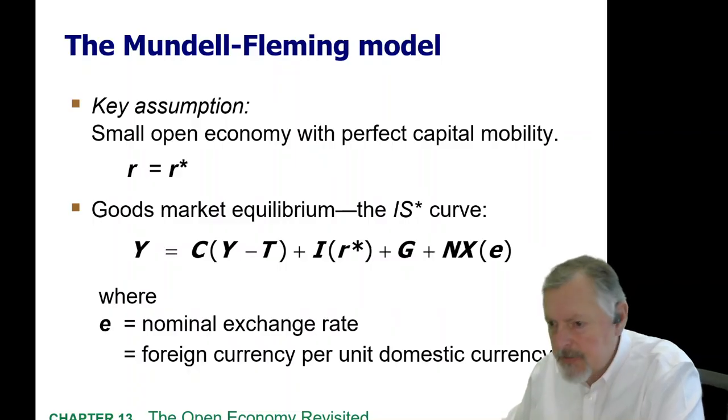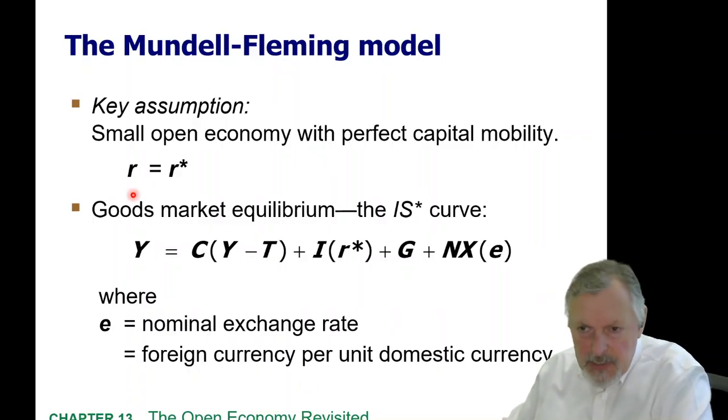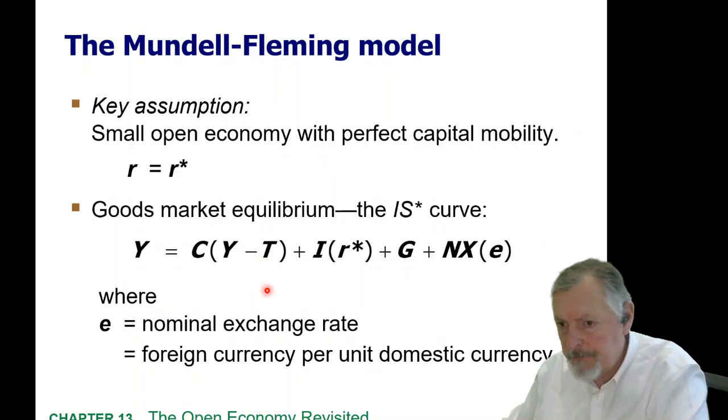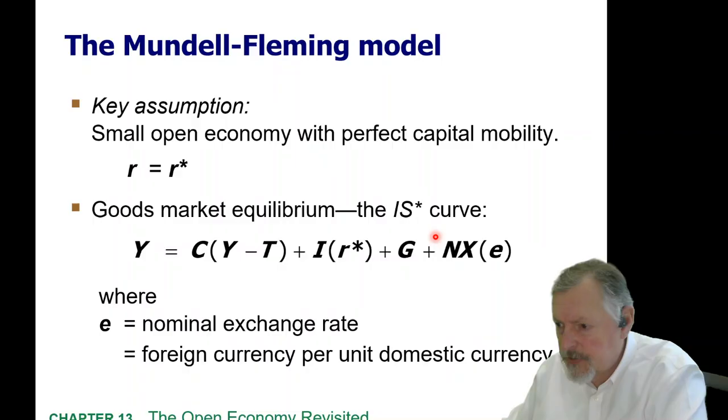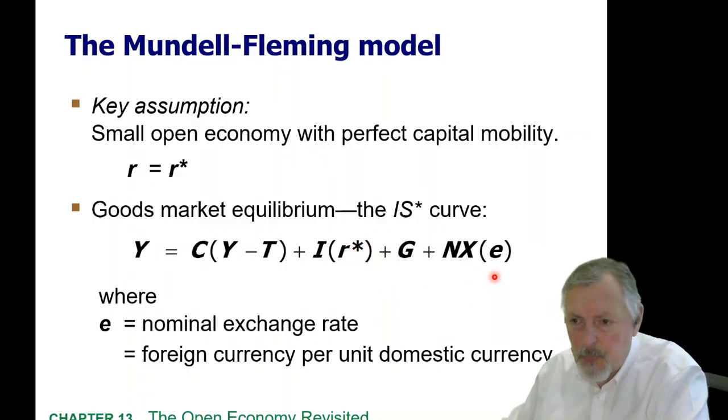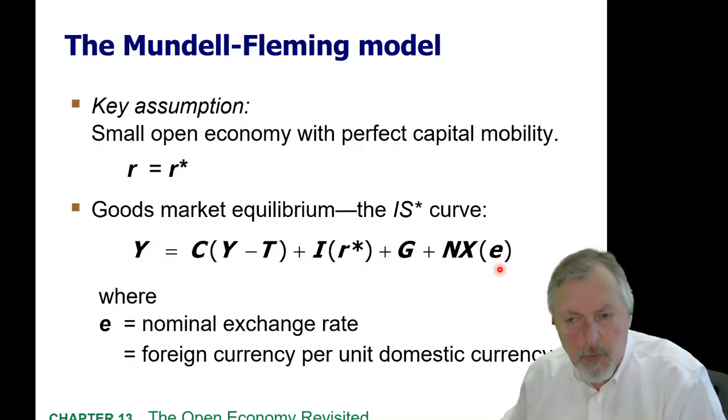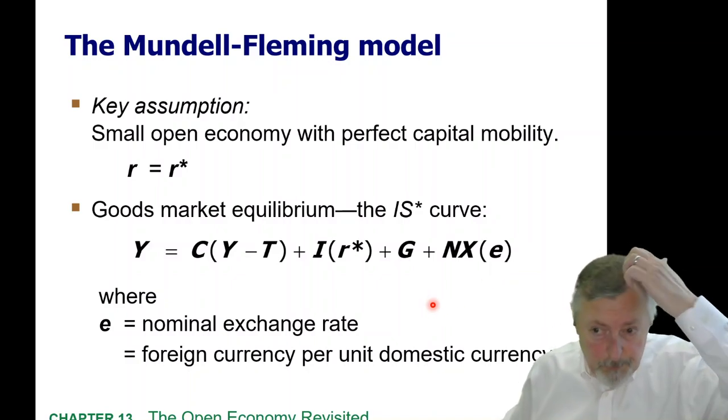In the ISLM model, output was defined as C plus I plus G. Consumption as a function of disposable income, output minus taxes. Investment as a function of the domestic interest rate, there, no star, plus G, government spending. But now we're adding in net exports. So output equals consumption plus investment, which is a function of the world interest rate, plus government spending, plus net exports, which are a function of lowercase e, the exchange rate.